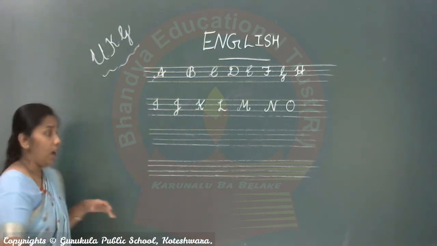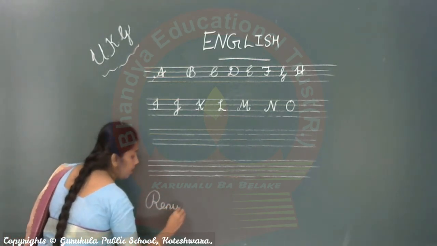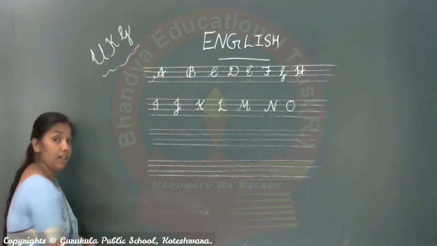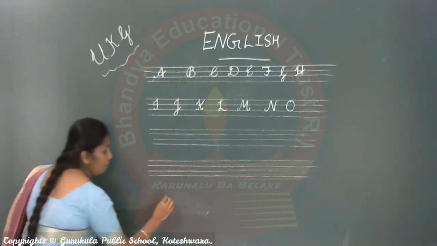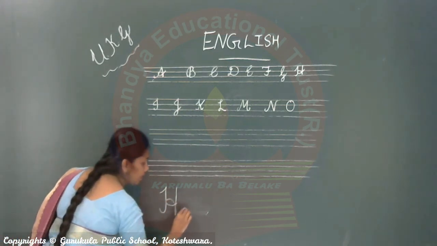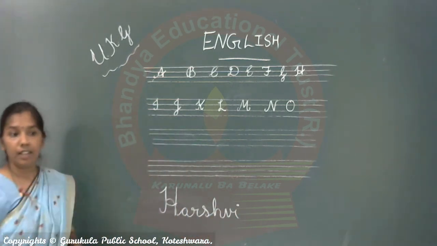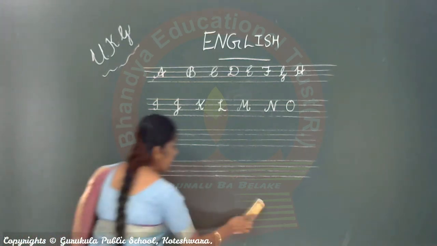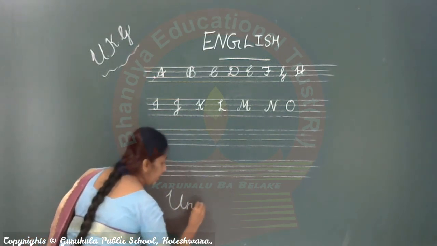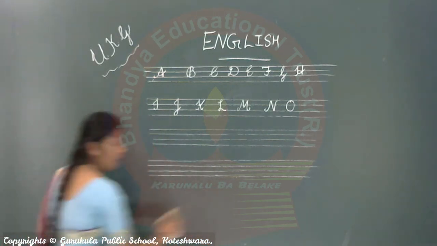For example, my name is Renuka. I have to write my first letter as a capital and then the small letters come. Or else, for example, Harshavi. The first letter is H, so it should always be capital H. Then comes A, R, S, H, V, I. The same way, Unnati: U should always be capital and then all the small letters.